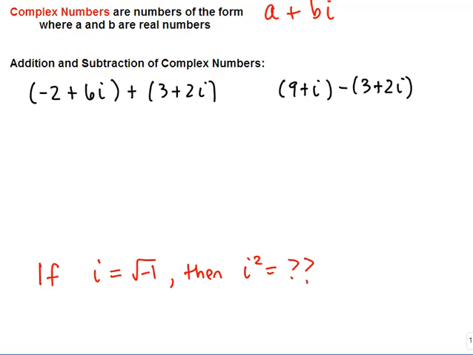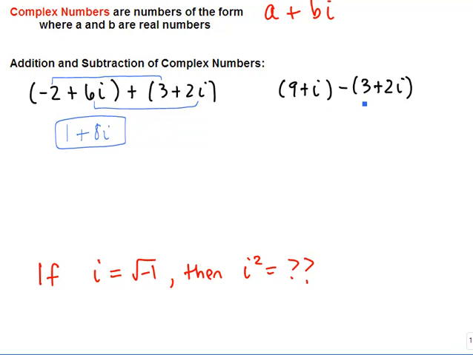So for example, -2 + 6i plus 3 + 2i. If I want to add, I'm going to need to add the like terms with the like terms. So the number part with the number part, and the i part with the i part. So -2 + 3 becomes 1, and 6i + 2i is like 6 apples plus 2 apples. That's going to be 8 apples. So our answer here is just 1 + 8i. So adding and subtracting complex numbers is just how you would add or subtract like terms.